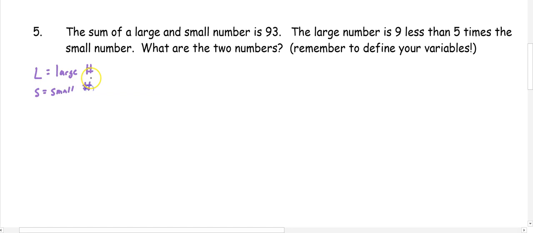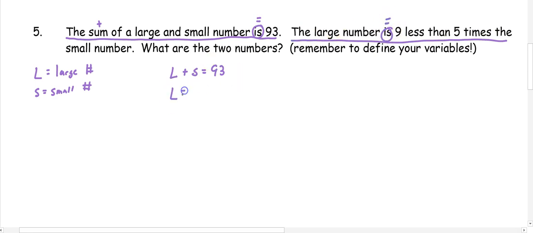So we need to write two equations. So the first sentence says the sum of a large and small number is 93. So remember that sum is addition and is equals. So we have L plus S equals 93. And in the second equation, the large number is, so L equals 9 less than 5 times the small number. Well, 5 times the small number is 5s, and then 9 less is minus 9.